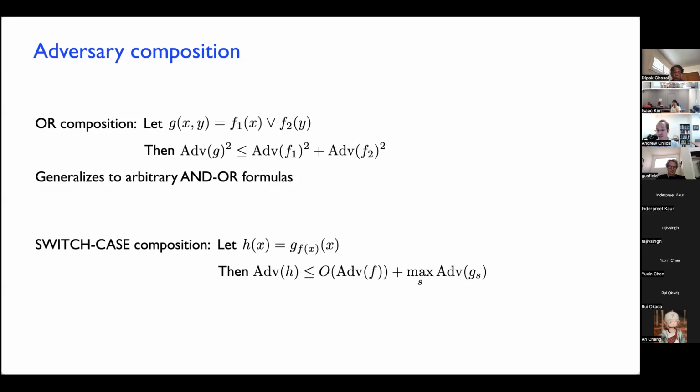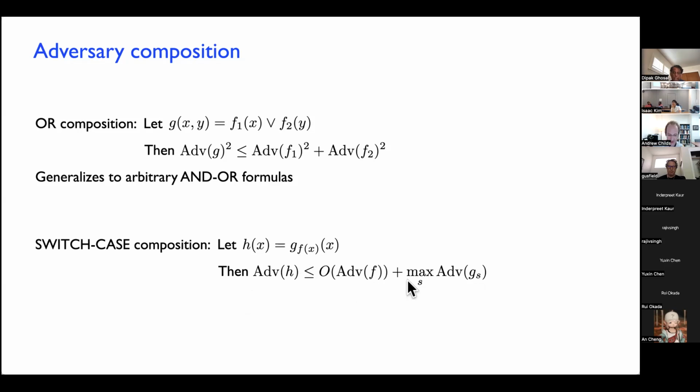I call this switch case because you evaluate this function f to figure out which case you're in, which of the g's you want to compute. And then once you know that the index is f of x, you go and compute the corresponding g on your input. So it's kind of intuitive: you have to sum up the cost of computing the function f with the largest of the costs of computing any of the g's.